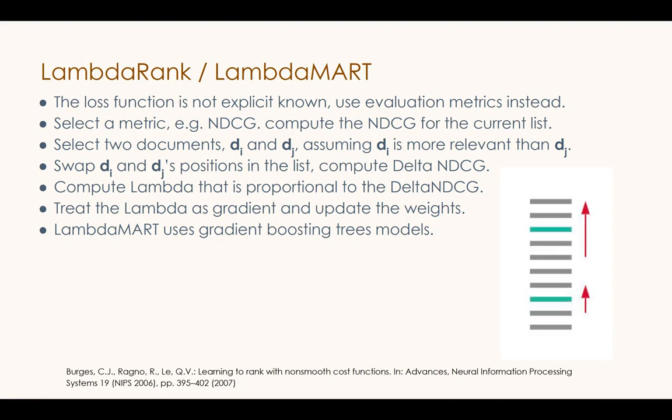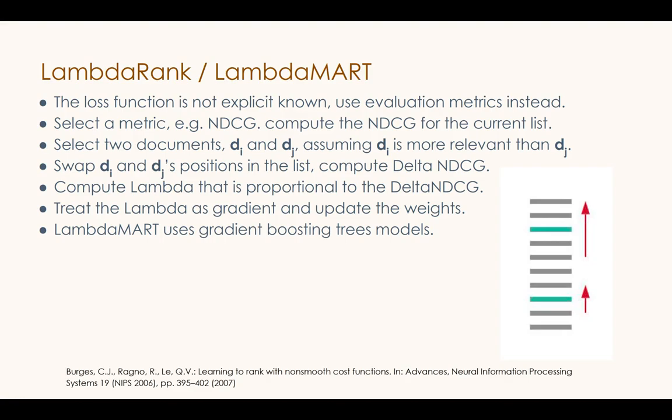The next category is LambdaRank and LambdaMART. These two algorithms are very similar, so I put them together. The difference here is that the loss function usually is not known, so we use the evaluation metric instead. And we also define the gradient instead of the loss function. This is what is different from the previous two algorithms.